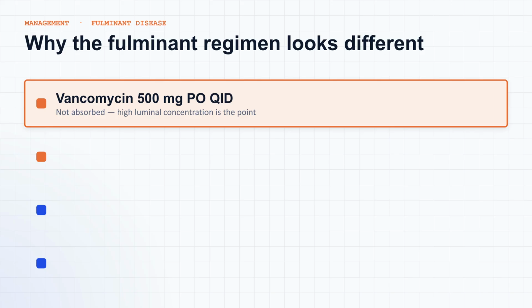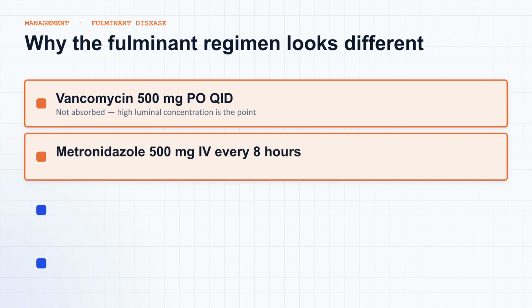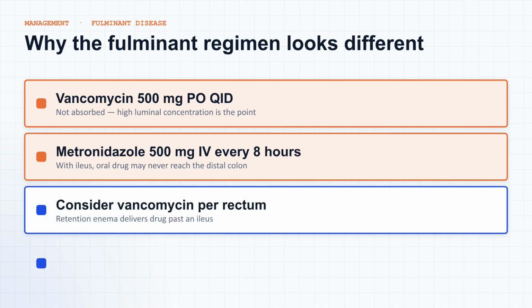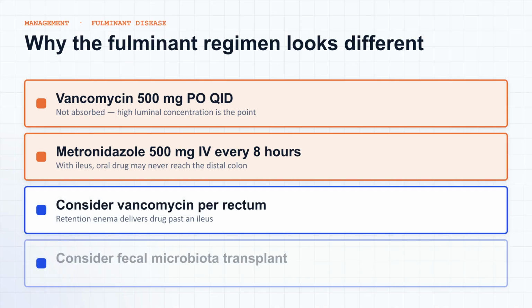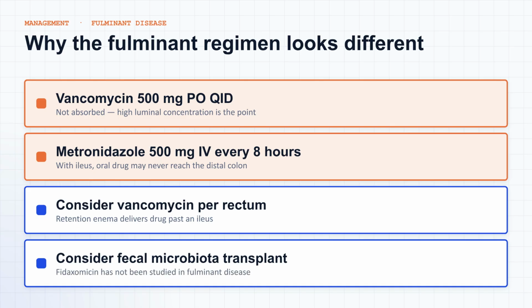Intravenous metronidazole is added because when there is an ileus, oral drug may never reach the distal colon, and metronidazole given intravenously is excreted into an inflamed colon. For the same reason, consider vancomycin per rectum as a retention enema. Fecal microbiota transplant can also be considered. Do not substitute fidaxomicin here. Watch this patient closely. Blood pressure, urine output, abdominal exam, and lactate. Deterioration here is measured in hours, not days.